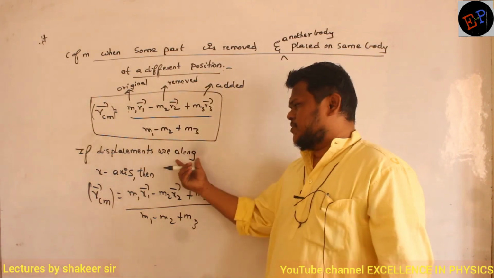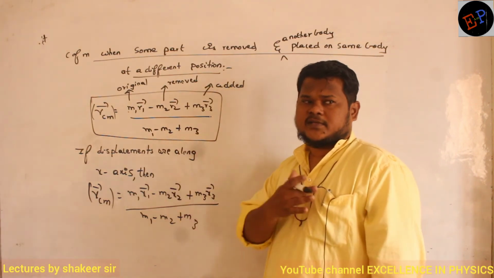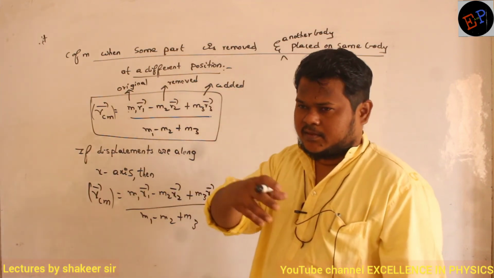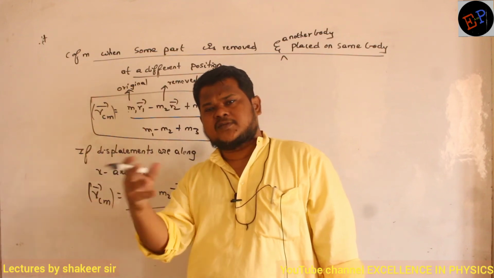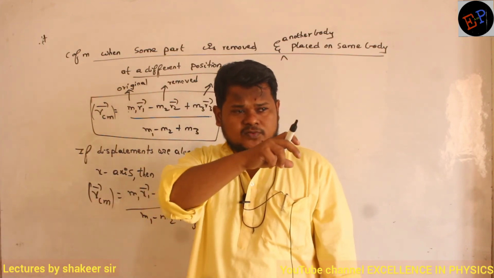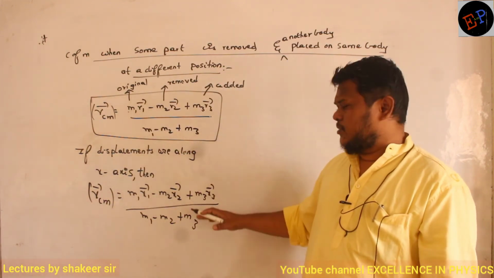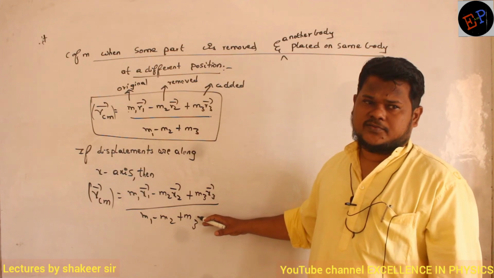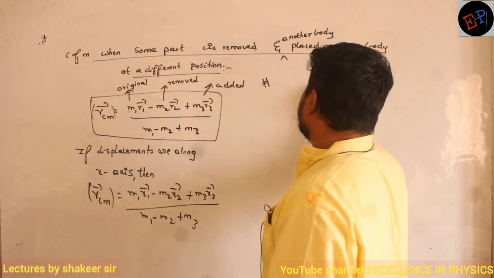Now if the displacements are present only along the x-axis, then the center of mass will change only along the x-axis. For example, if you are cutting one body from the x-axis and placing the same body again on the x-axis only, then the center of mass position will change only along the x-axis. Then instead of the position vector, you can take the position along the x-axis. Understood? For example, if I give you one question.